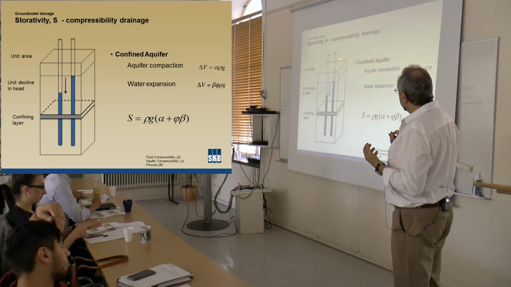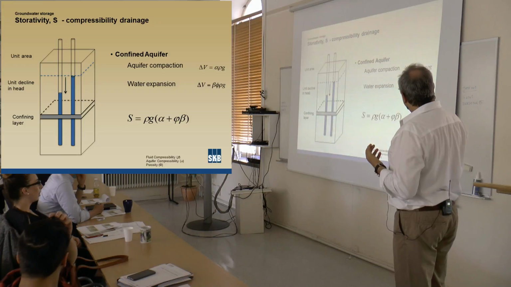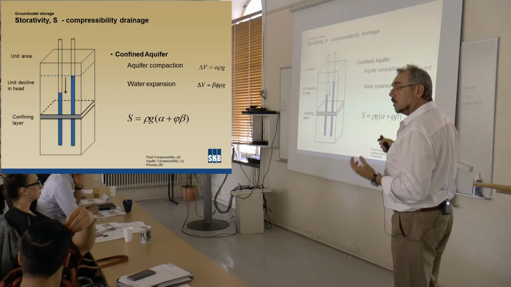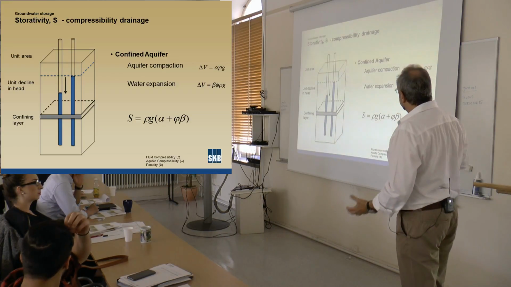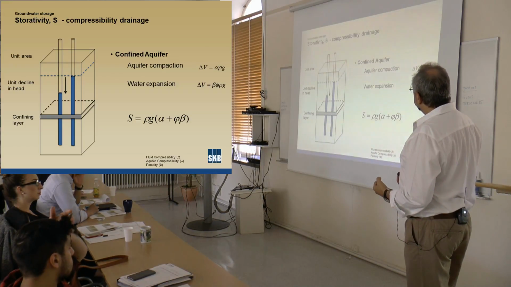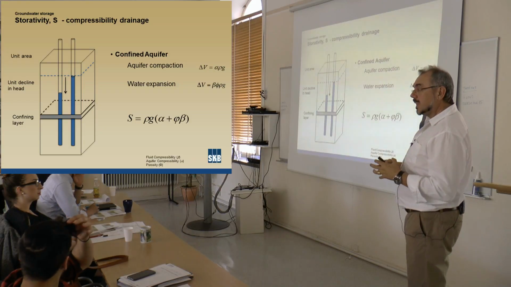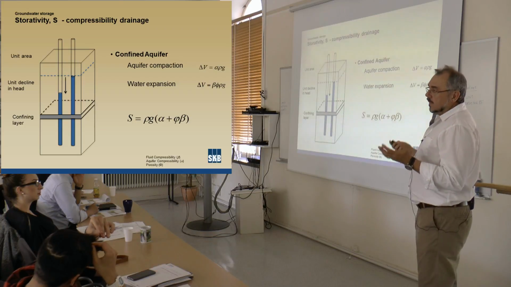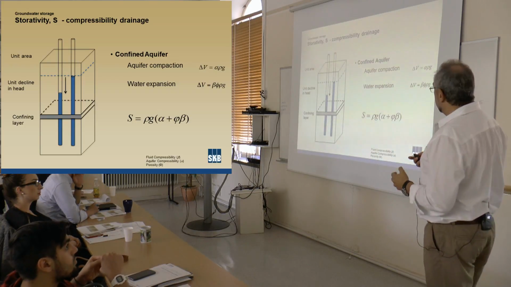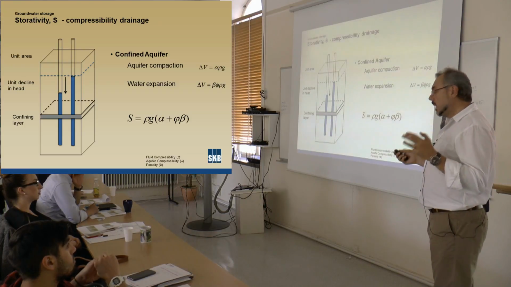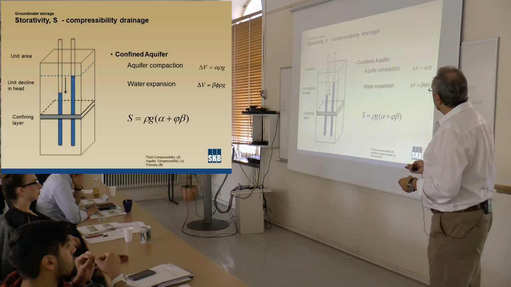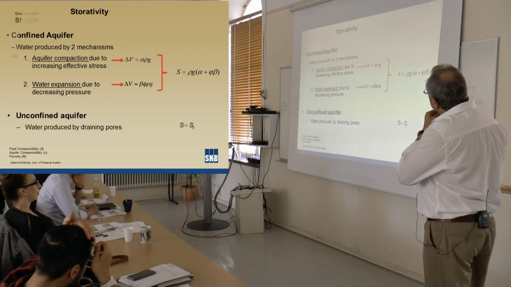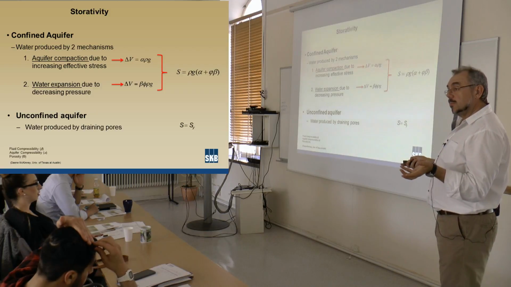Okay. And for a unit area, then we have the process of aquifer compaction. Of course, you release the pressure, the aquifer is compacting, and at the same time the water is expanding. Usually water is classified as incompressible or almost incompressible, but in this case, depending on the properties of a rock, it can be important.